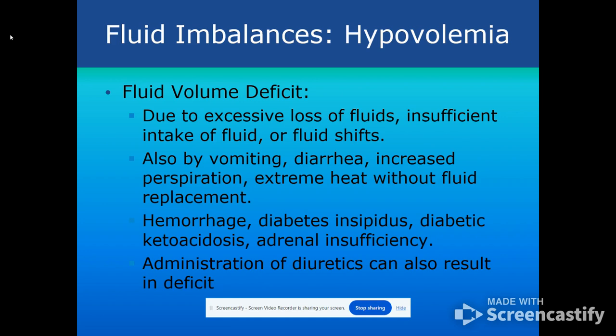So it can be because of insufficient intake of fluid, or fluid losses can occur from vomiting, diarrhea. When it's hot outside, increased perspiration, especially when you don't replace your fluids. If you're hemorrhaging, diabetes insipidus, which you're going to learn more about in level 4, diabetic ketoacidosis, which we're going to talk about later on in the semester, and adrenal insufficiency, which again you'll learn in level 4. Administration of diuretics can also result in a deficit of fluid because they're putting off too much fluid via urine.